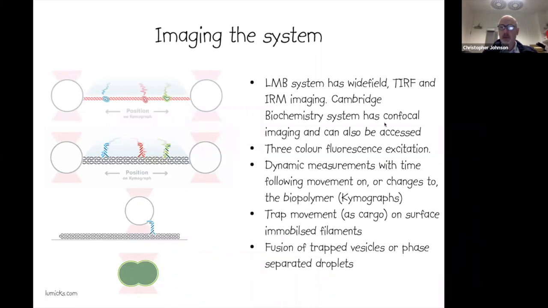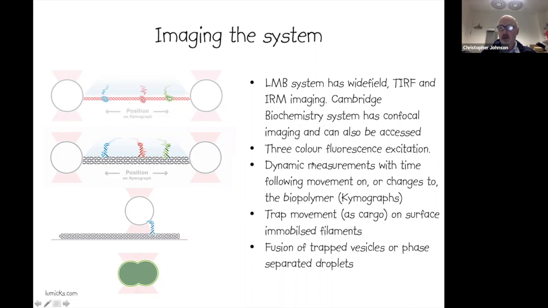And we have the wide field TIRF and reflectance spectroscopy option. Within Cambridge, there's another C-trap system that has confocal imaging, and we can also access that system if we want to, or if we pay for access. We have three-color fluorescence excitation.